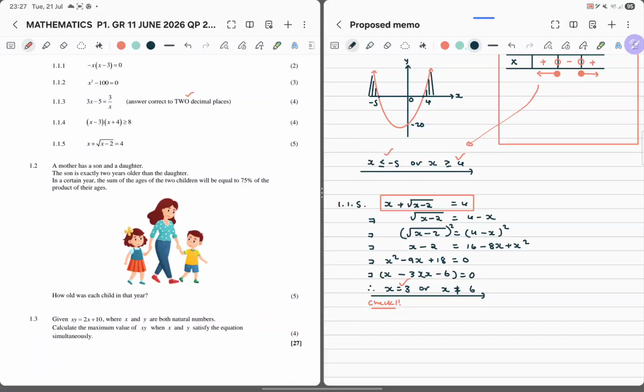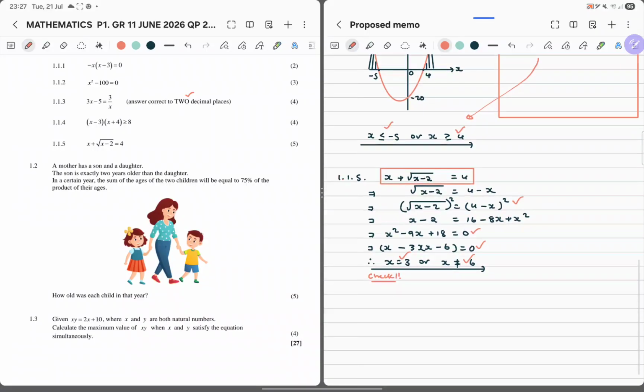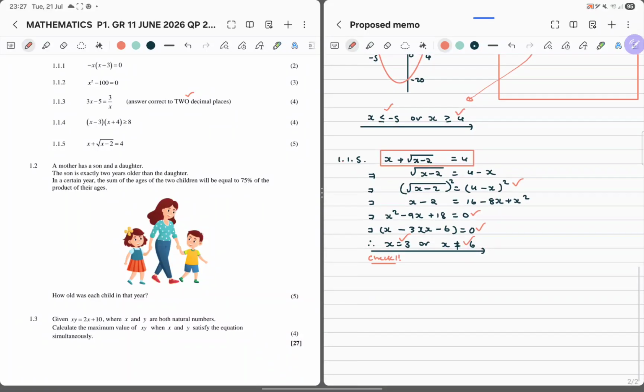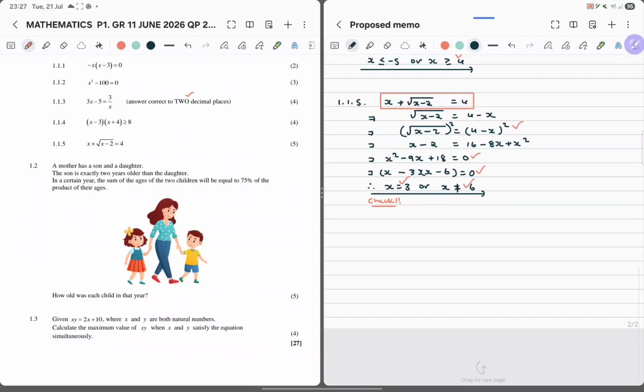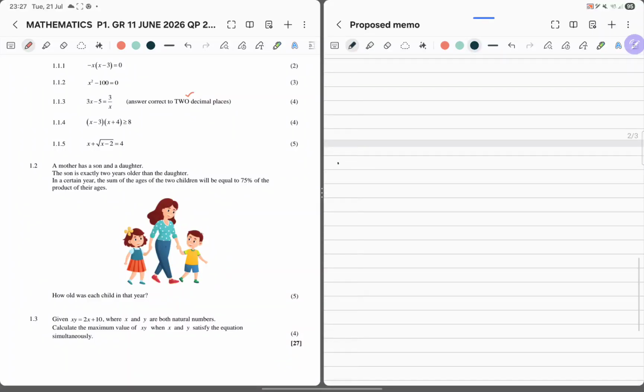Right, so let's mark it. So obviously the operation is important, factorization important, striking the solution is also important. So we've got 1, 2, 3, 4 marks, and of course getting our quadratic in standard form most likely would give us an extra mark. All right, so let's move on to 1.2.